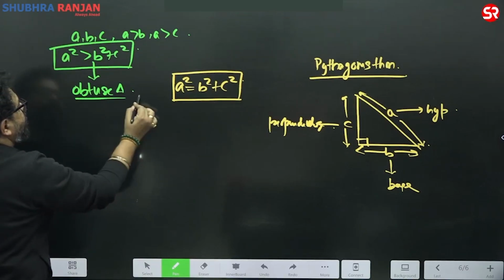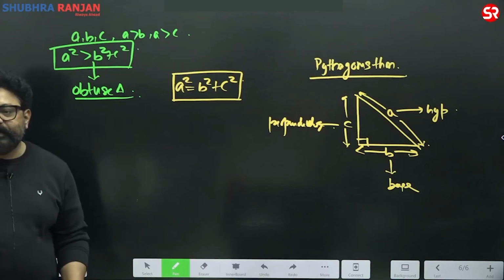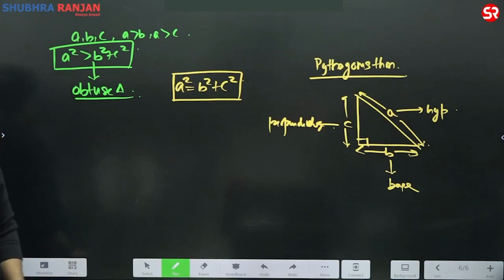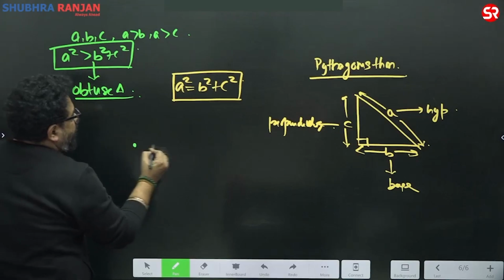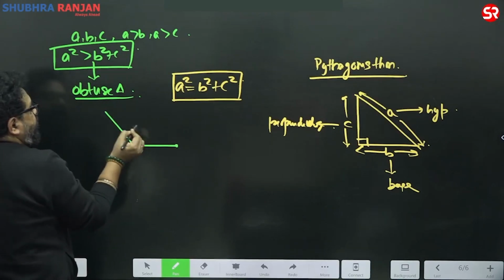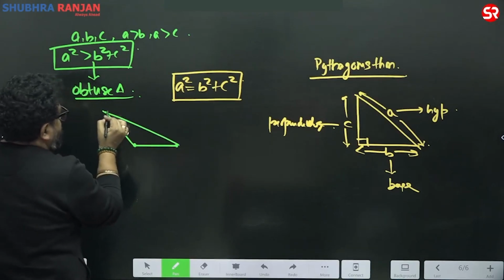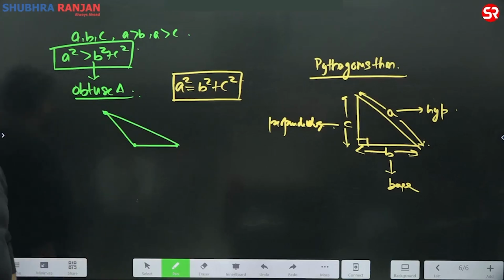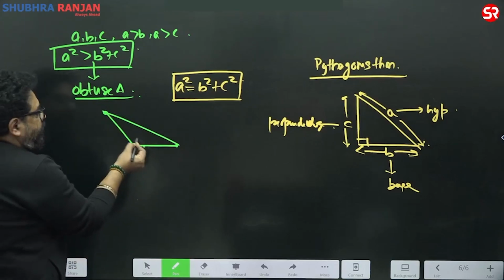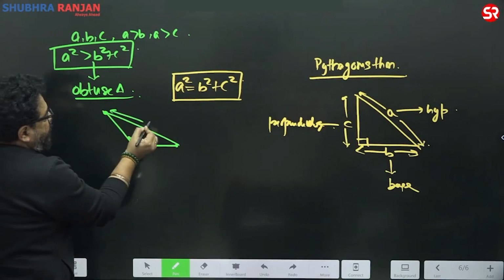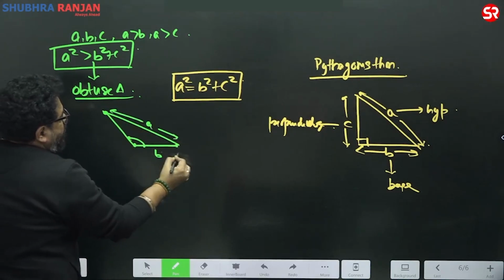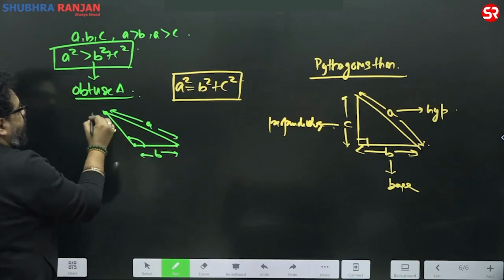What is an obtuse triangle? One of the angles is more than 90 degrees. So the shape of this triangle would actually be like this, obtuse triangle, right? See, this angle is greater than 90 degrees. This is length A and these are two lengths B and C.